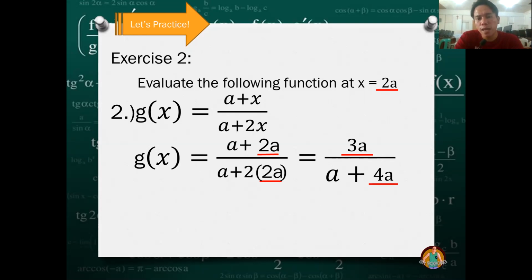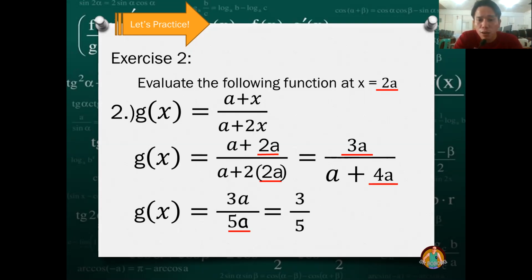So next, continue. 4a plus a. Sige nga, 4a plus a, nasa baba. Very good. 5a. Kasi yung may 1, 1a plus 4a will give us 5a. Yung tanong ko naman, is that your final answer? That our g of x is equal to 3a over 5a? Is that your final answer? No. Kasi we can still eliminate a. A divided by a is equal to 1. So you will find your final answer will be 3 over 5.